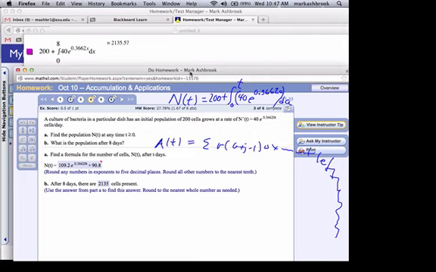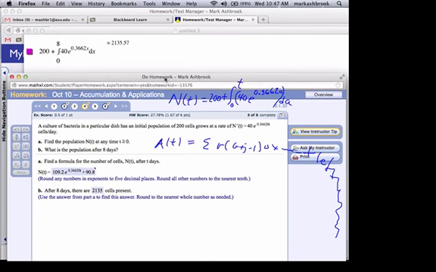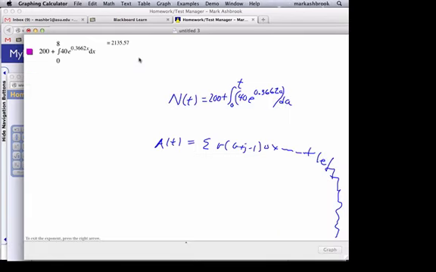Questions on number 4? Does it help? What if we wanted the increase in cells from 8 to 13 days? How would we get the increase in the number of cells from 8 to 13 days? Ben? N of 13 minus N of 8. Okay, good. Or you could put into your integral, instead of 0 and 8, 8 and 13. So there are 2 ways to represent that.